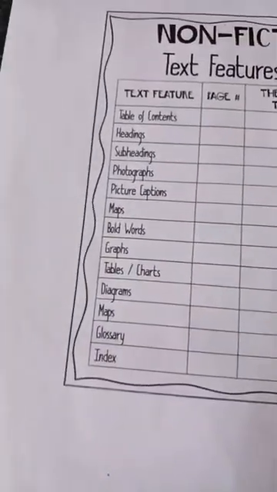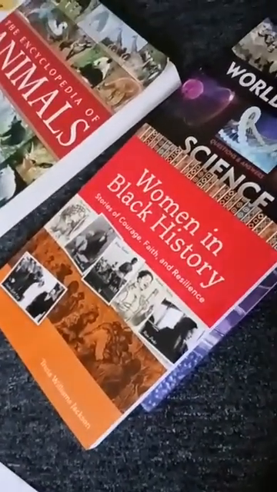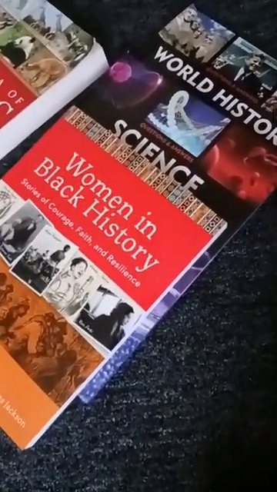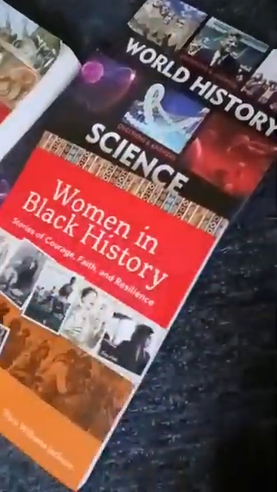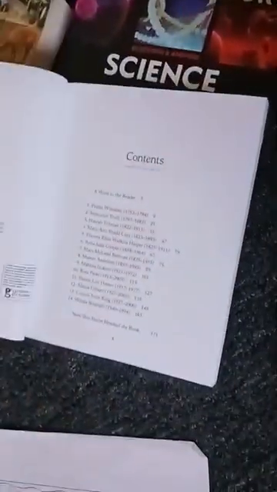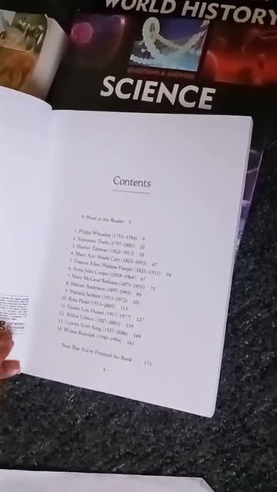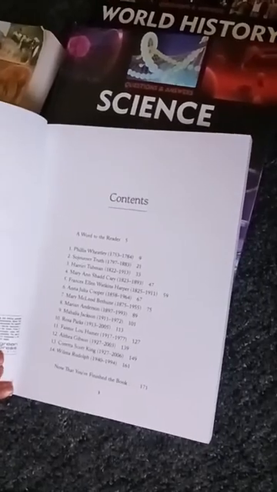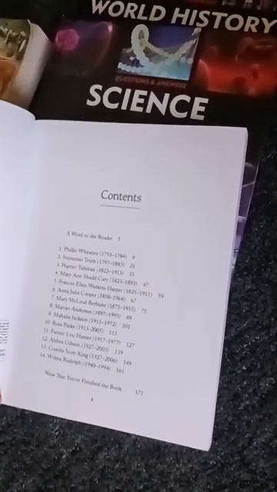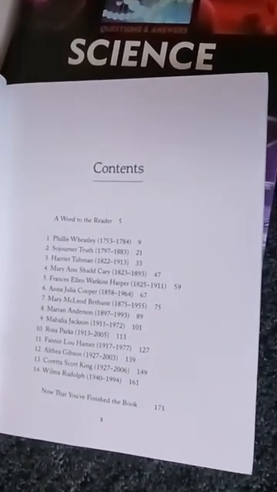So now that we talked about the table of contents, I also want to talk about the headings. What are some headings? Can you give me some headings? Here, open up the Women in Black history book for me. Let's check out its table of contents. I'm going to give you an example of a heading. Can you find Rosa Parks? That's a heading. Can you find what page Rosa Parks is on in this book?